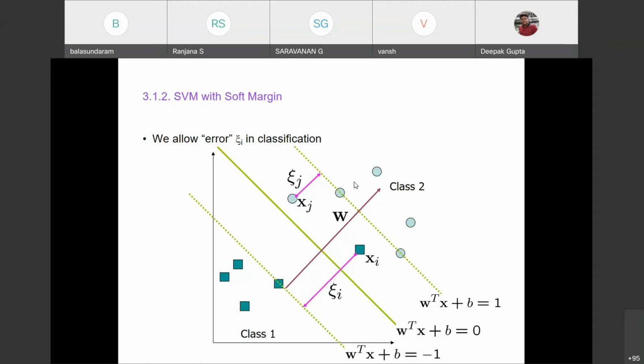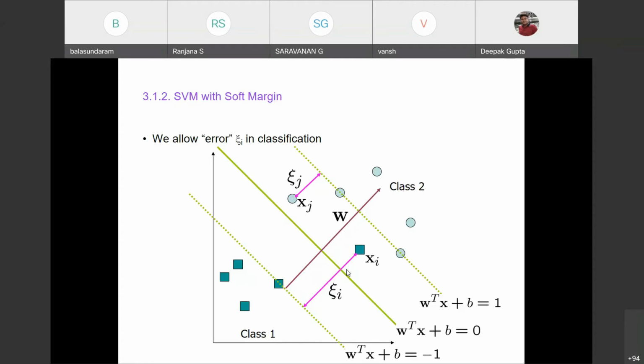But what we are still doing is that we are interested in finding two parallel planes. The equations are W transpose x plus b equal to 1 and W transpose x plus b equal to minus 1, as in the previous case, where some subtle points we allow to be placed on the wrong side of the parallel plane W transpose x plus b is equal to 1.